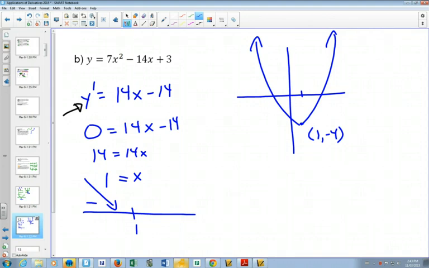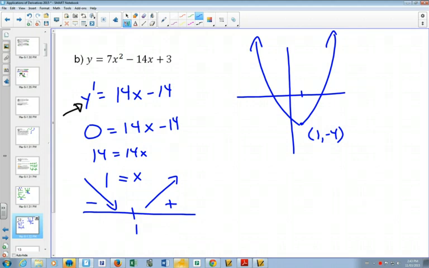If you plugged in a number larger than 1, say 5, say 10, say 6 billion, times it by 14 and then minus 14, you will get a positive value, which means your function changes to increasing, which we can see after our vertex, sure enough, from left to right, it starts going up.